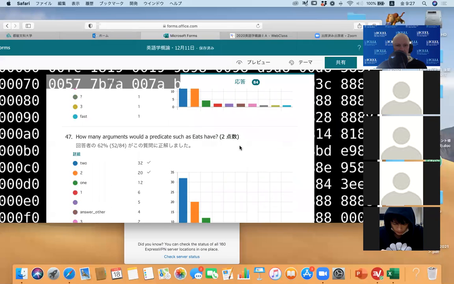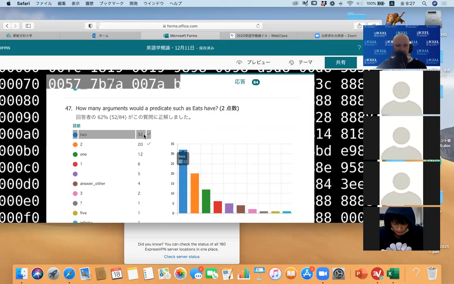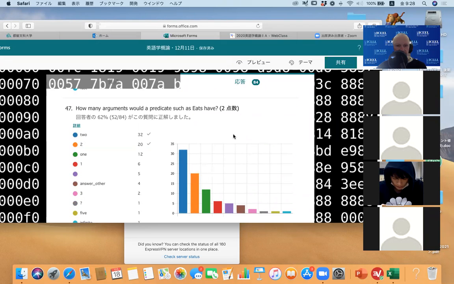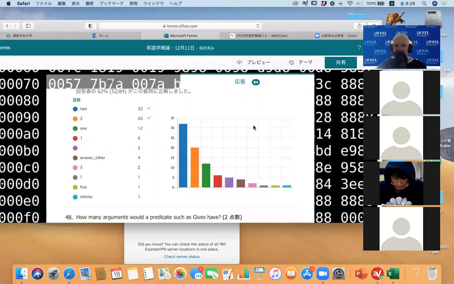How many arguments would a predicate such as eats have? 2, good. Eat something. I eat bananas, that kind of thing. 1 is a possibility, right? I'm not going to give that though, because I don't want to encourage that. Because I've eaten, right? I ate already. That's one predicate. That's true. But I think the more natural idea is 2.